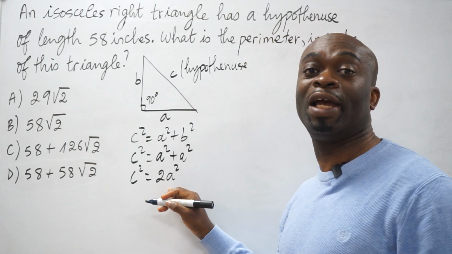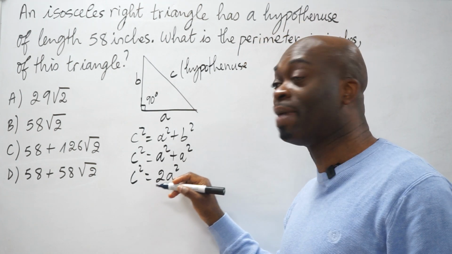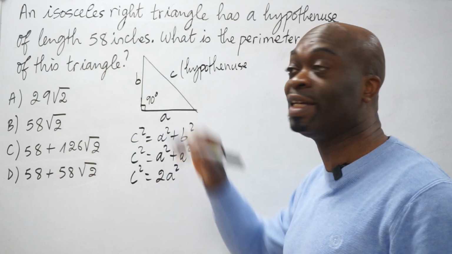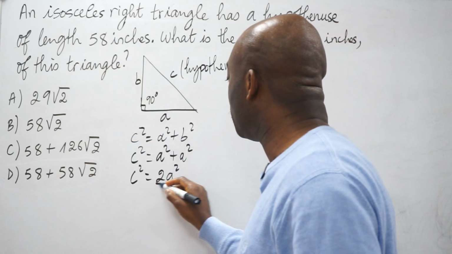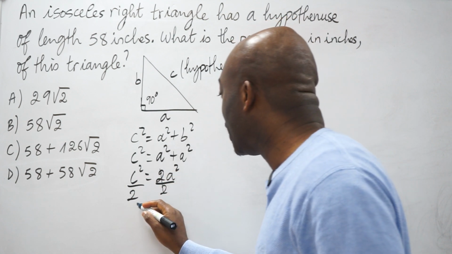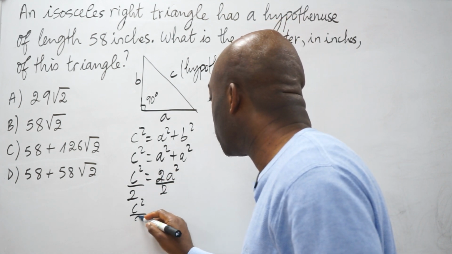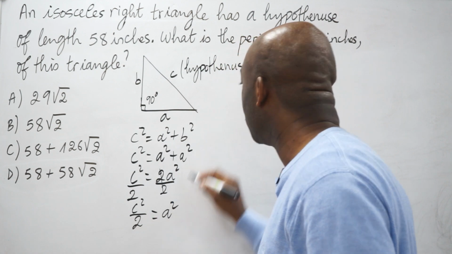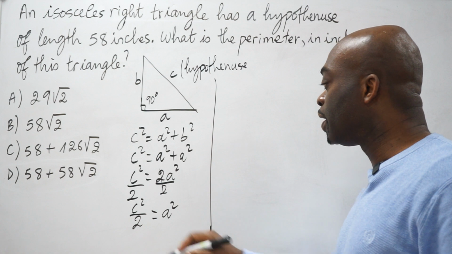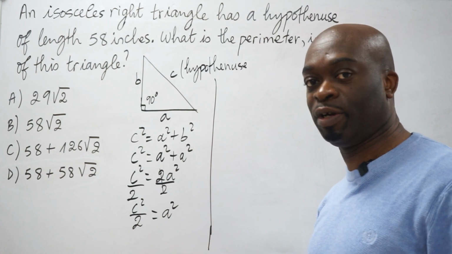Now we can solve for A. We can leave A by itself because we already know what C squared is, since it's given to us as 58 inches. So we can divide both sides by 2, and then we end up with C squared over 2 is equal to A squared, right? The next thing we can do is solve for A, not A squared, correct?